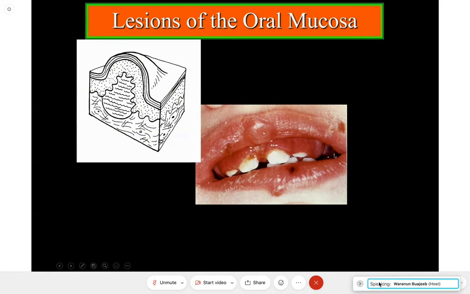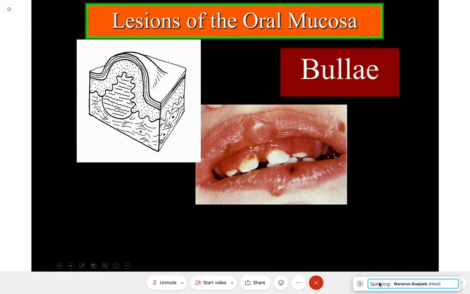And this is called bulla or bulle. You can see the size is larger. Some textbooks may consider 1 centimeter to differentiate between vesicle and bulla, while other textbooks may use 5 millimeters. So it depends, but actually a vesicle is a small blister, but if it's larger, we will call it bulla or bulle.